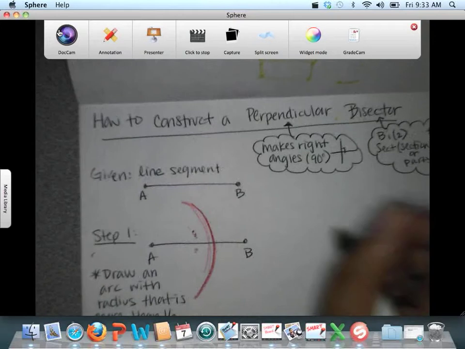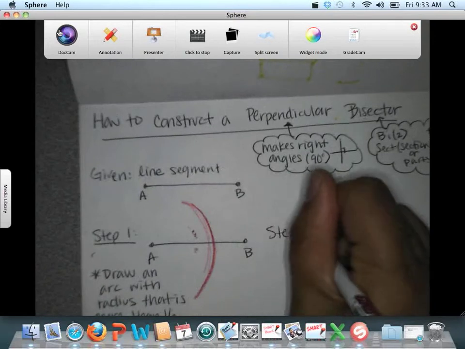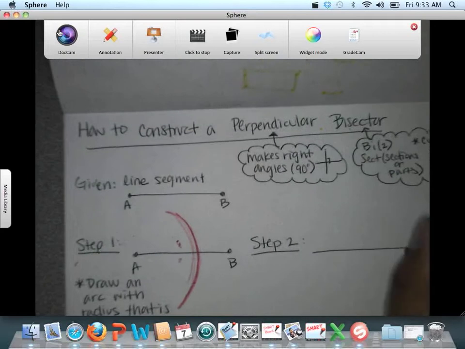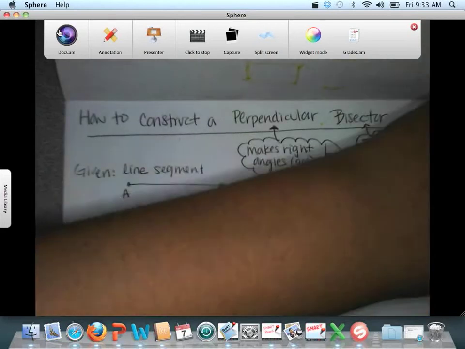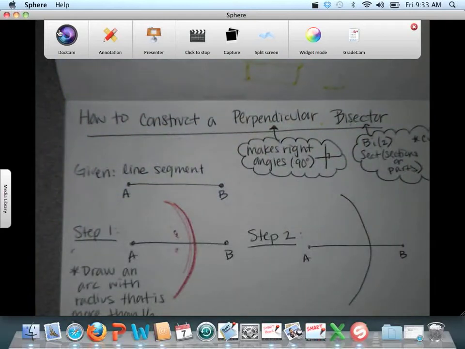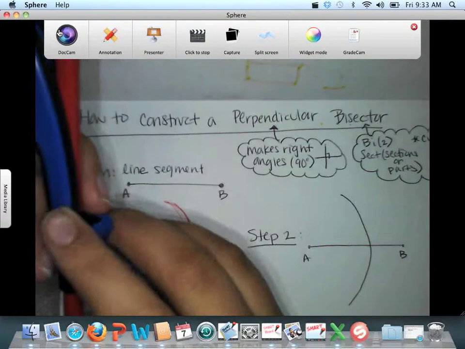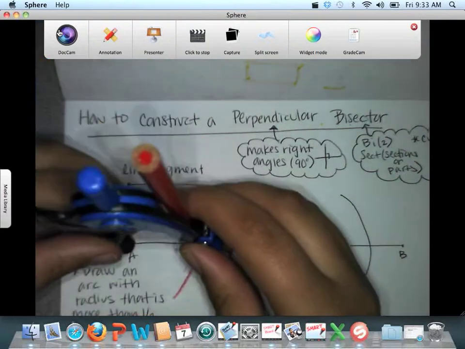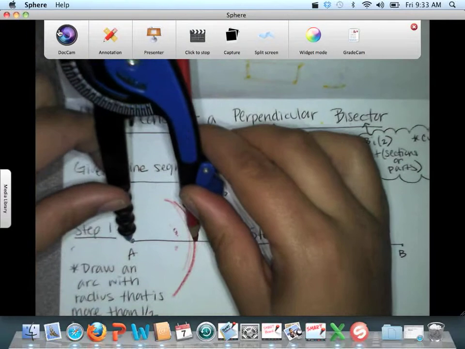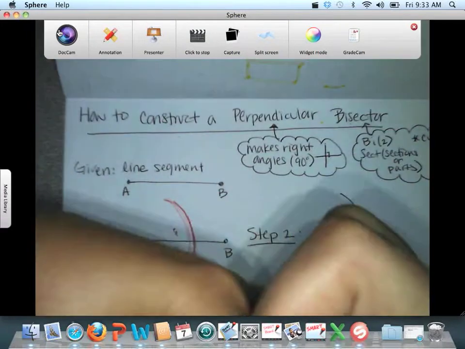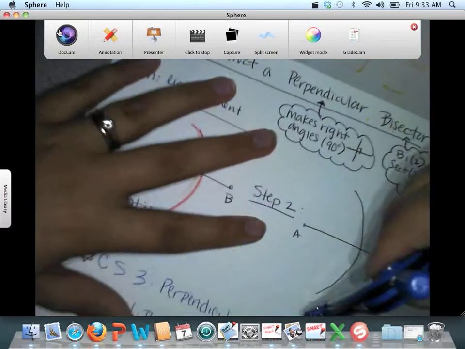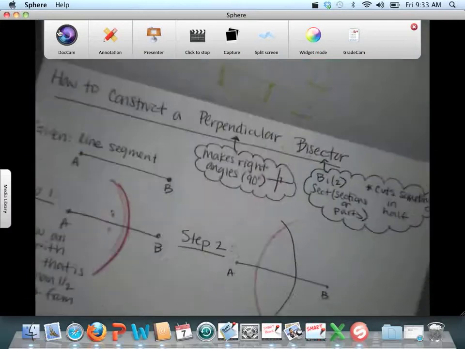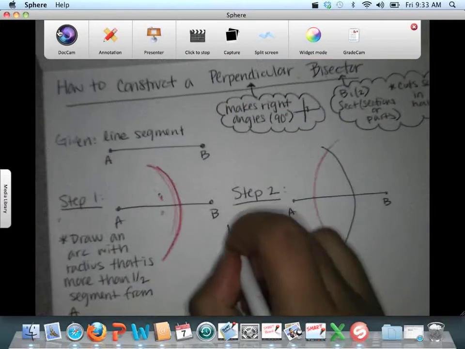Okay, so then step two, you have your line segment AB, and you already drew this arc. Now you're going to use that same distance. It was about this big. If you can't see, here you go. That big. And you just switch it to go from B this time. Let's see how good I can do this. So it crosses.